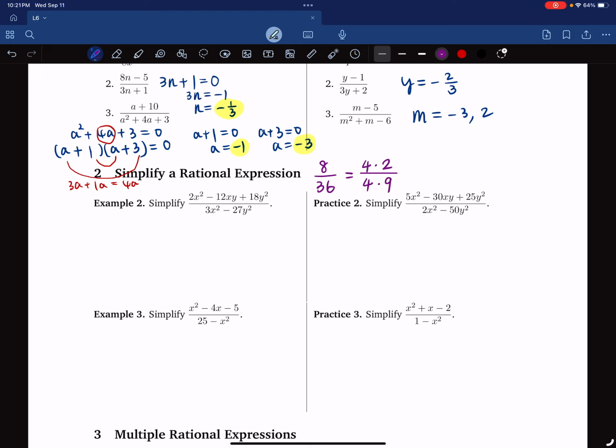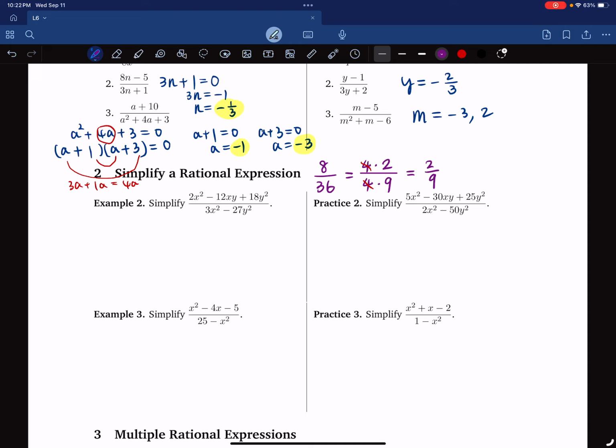And because I factor in this way, I see there is a common factor 4. So I can cancel them out. And what's left is just 2 over 9. And that's basically the main idea behind simplifying a rational expression. You factor and cross out the common factors. Let's use example 2 to demonstrate this.